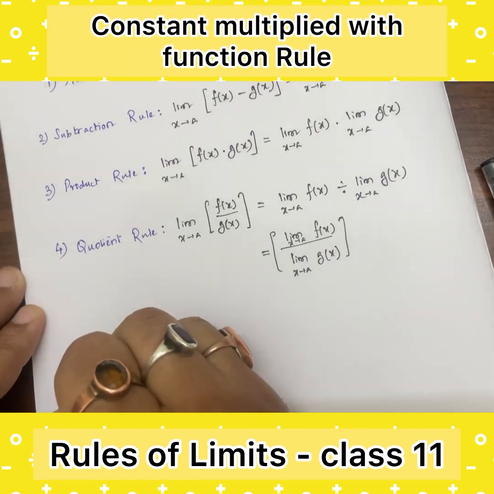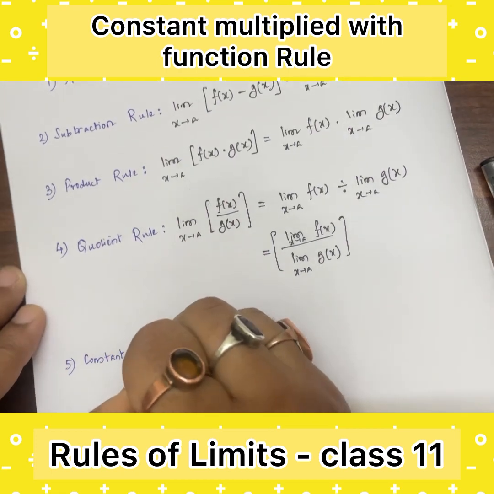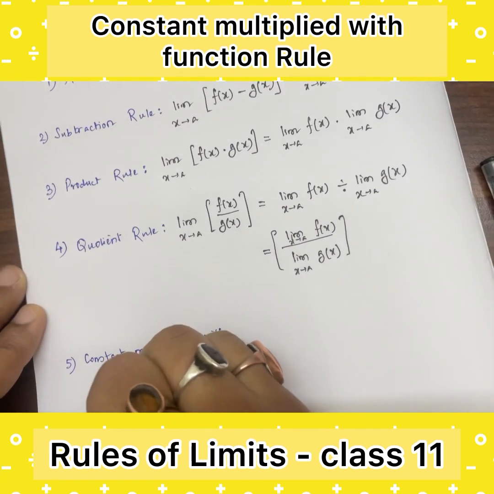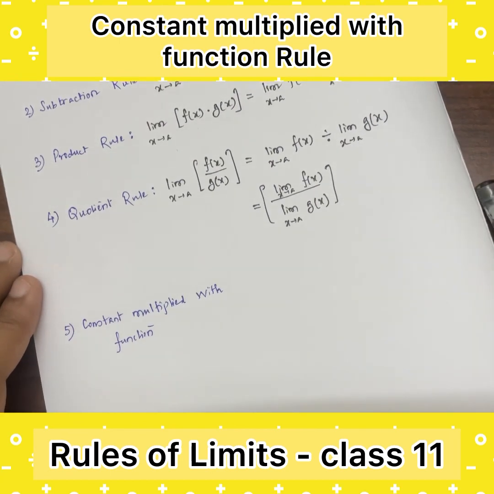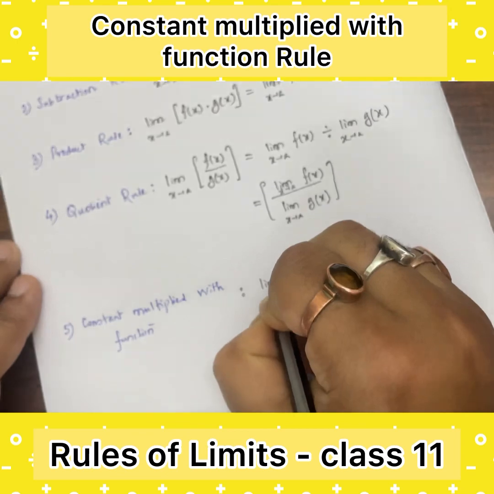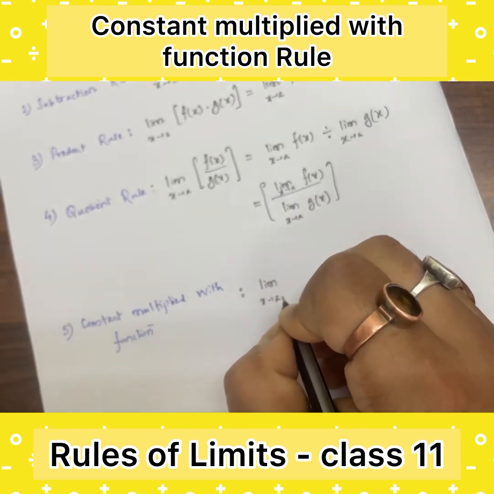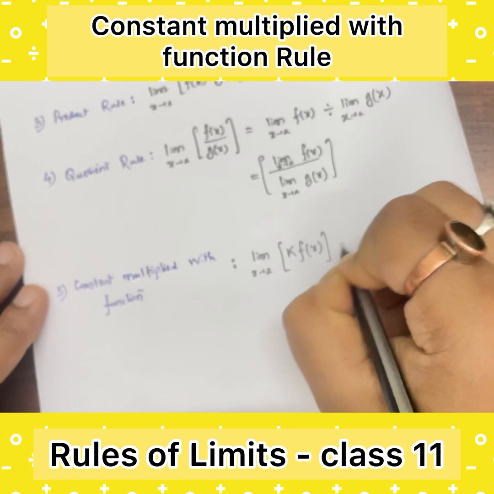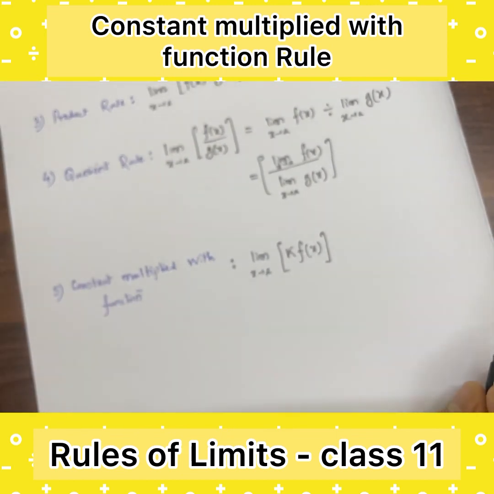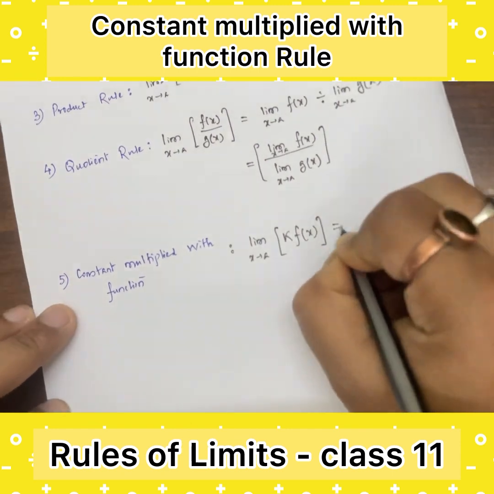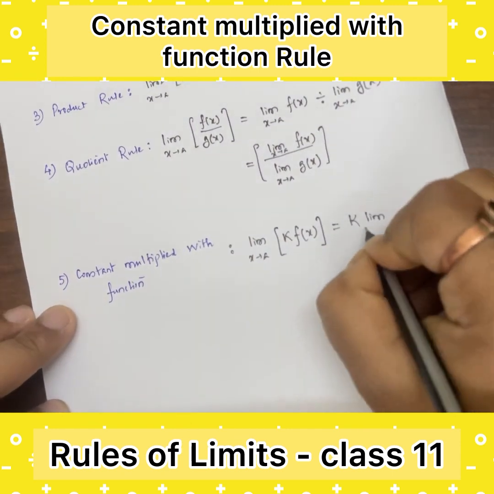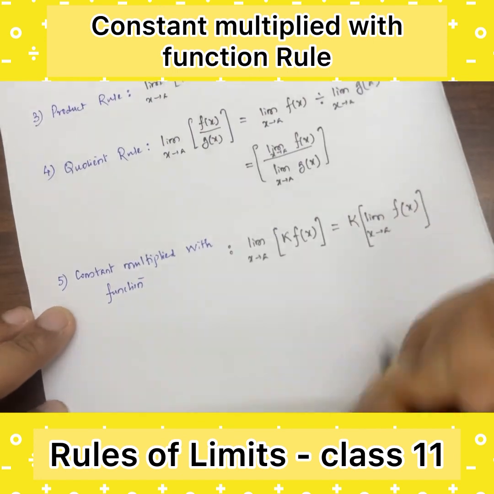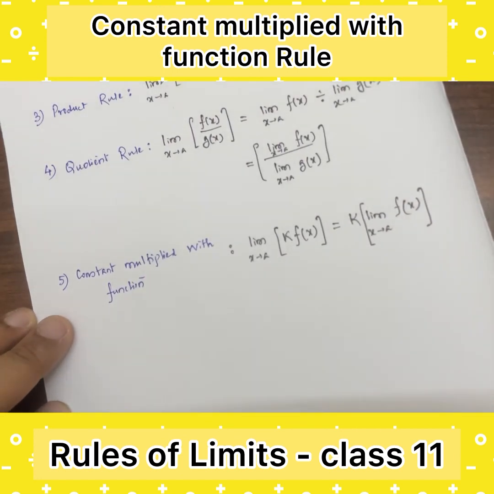You can also have a constant multiplied with a function. So in this particular rule, the limit as x tends to a of k times f of x can be written as k times the limit as x tends to a of f of x. So here the constant does not participate in the process, it is taken out of the limit.